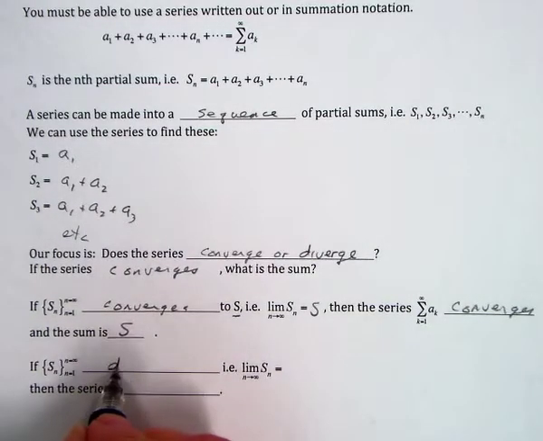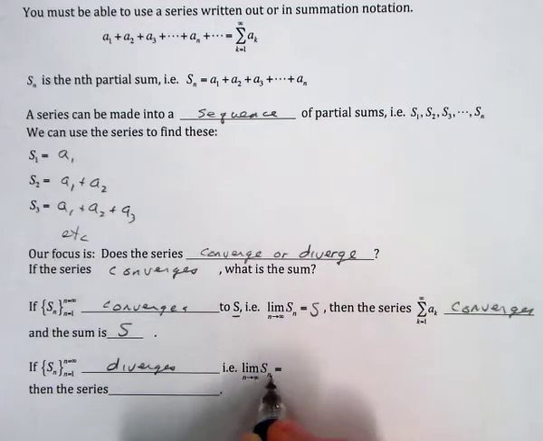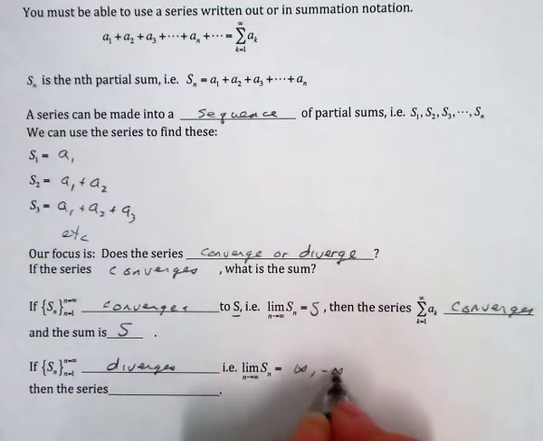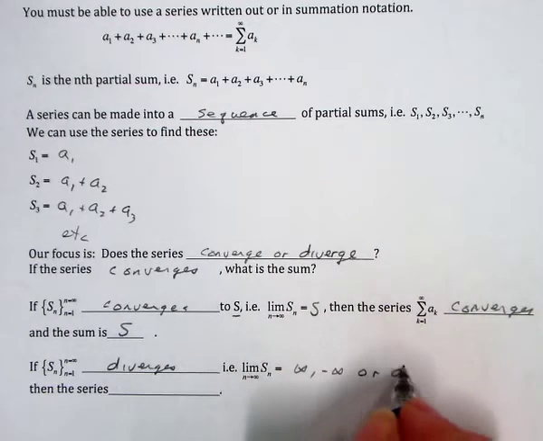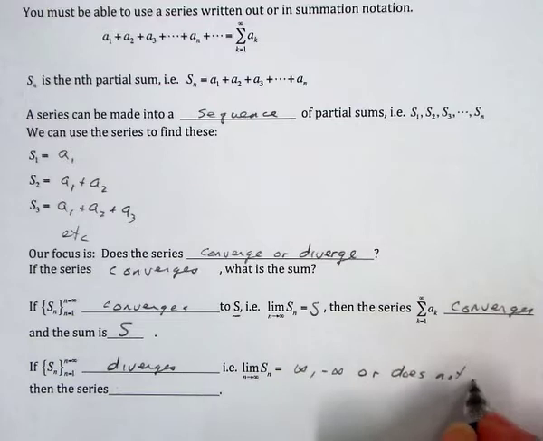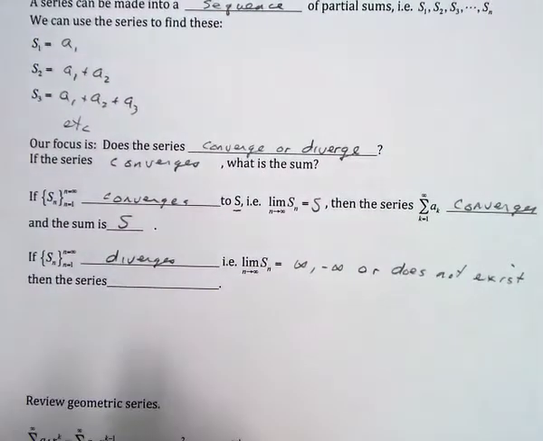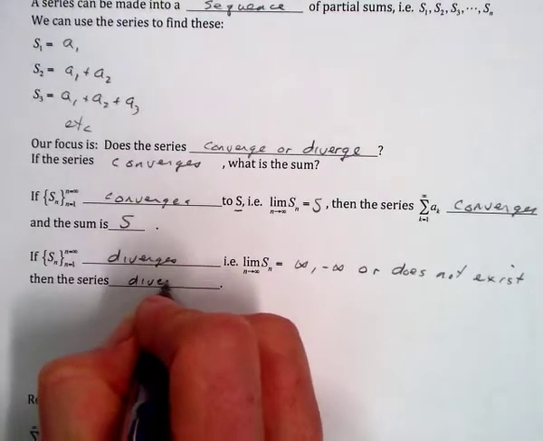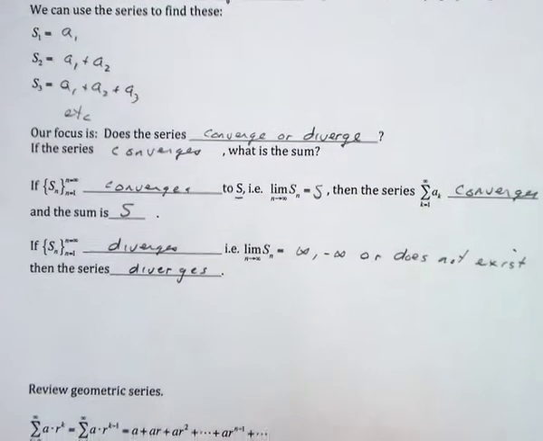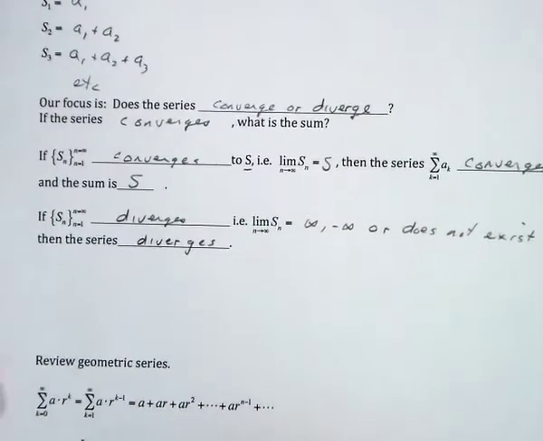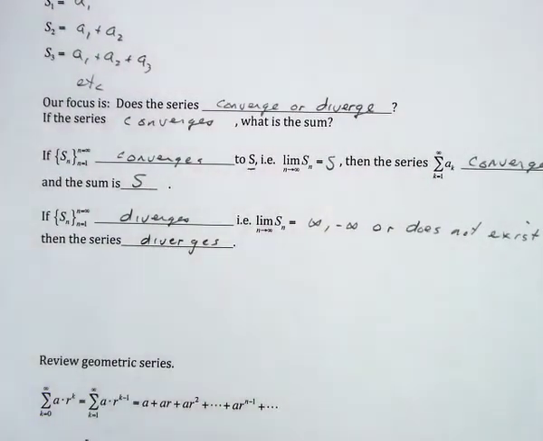If this diverges, then the limit as n goes to infinity can equal infinity, negative infinity, or it just doesn't exist. And that doesn't exist. As before, it could oscillate. All right, then the series diverges. So go ahead and write the following down. Basically, if the limit exists, i.e. it goes to a number, then the series converges. If the limit does not exist, the series diverges.